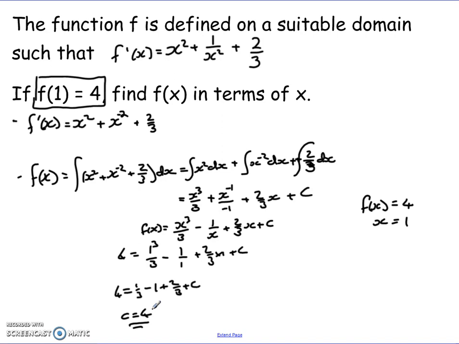Do not forget to express it in terms of x. Don't just leave it at that point. We want f of x in terms of x, so now we have to say, fine, so f of x equals this function here, but with the c plugged in. So it would be x cubed over 3, take away 1 over x, plus 2/3 x, plus our c, but we know that's 4, so plus 4. So I've done it now at that point. I've expressed it exclusively in terms of x.